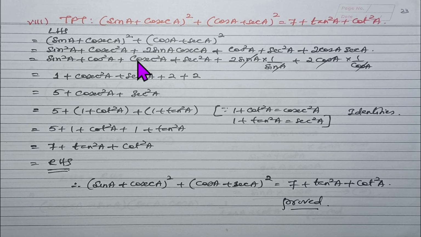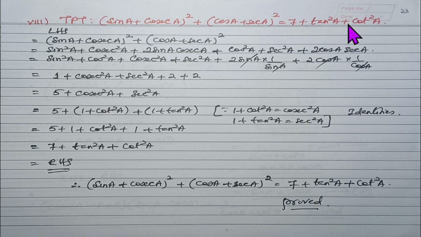Now sin square A plus cos square A is written together, and cosec square A is there here, and sec square A is here, and then we have 2 sin A cosec A, and cosec A is 1 by sin A, and 2 times cos A, and sec A is 1 by cos A. Now this gets cancelled here. Now we have sin square A plus cos square A is 1, cosec square A plus sec square A, and this will be plus 2 and plus 2. So 2 plus 2, 4 plus 1 is 5, 5 plus cosec square A plus sec square A.